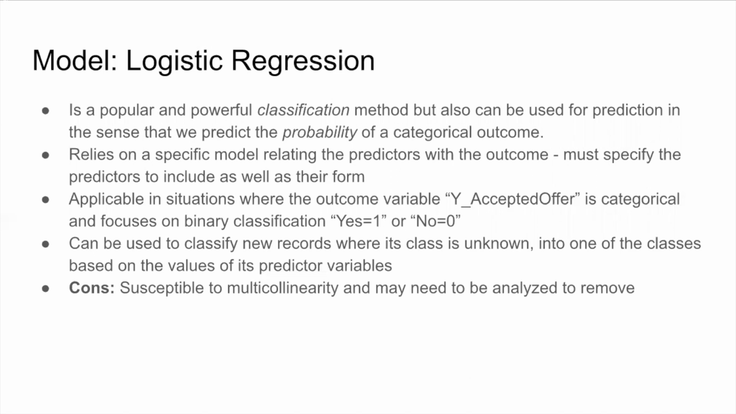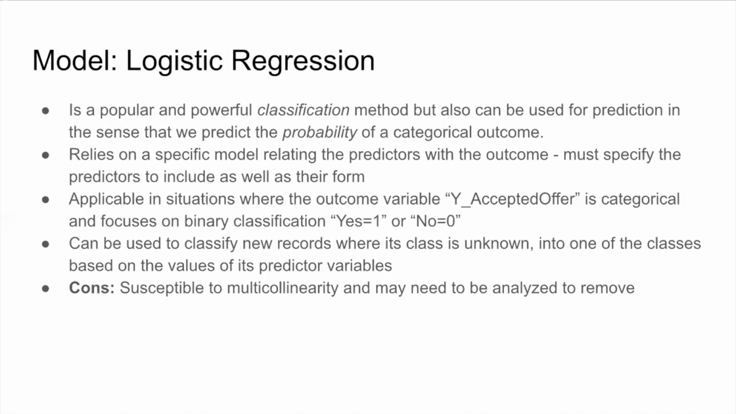Logistic regression is applicable in situations where the outcome variable, here in our case, Y accepted offer, is categorical, and it focuses on binary classification. So here we use yes equals 1 and no equals 0. Logistic regression can be used to classify new records where the class is unknown. So our prospective customer file did not have information in the Y accepted offer.